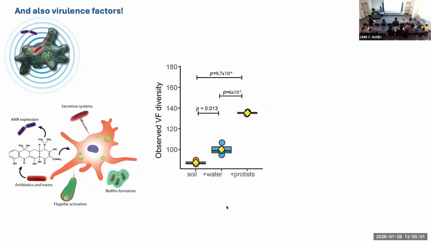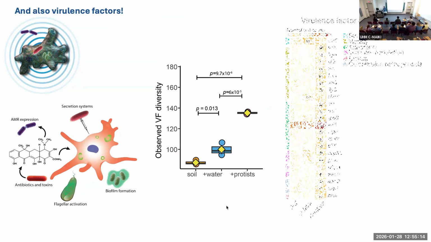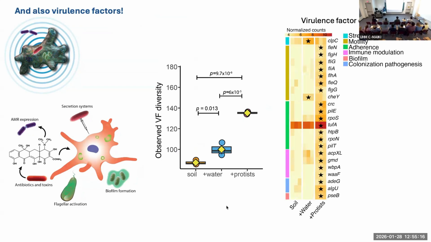Here, virulence factors. You can see that there is an increase in the diversity of expressed virulence factors when protists are present. They are fighting, they are trying to survive, the prokaryotes, the presence of the protists. And I want to show you really quickly that heat map for soil water protists. I didn't do this before. The different genes and the potential mechanisms in which these virulence factors act.